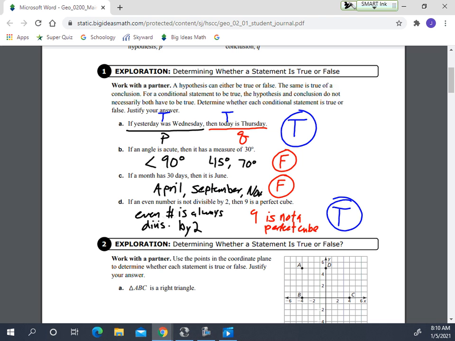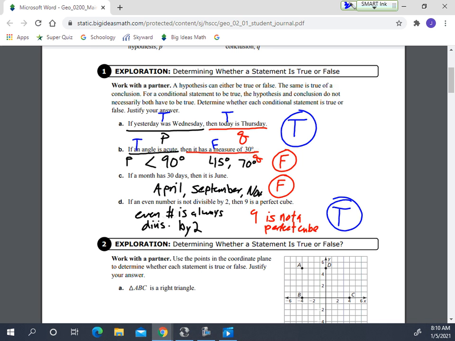This one down here, if an angle is acute, that's P. Then it has a measure of 30 degrees. Okay? That was kind of false, right? We had true and then false. And it led to a false statement.